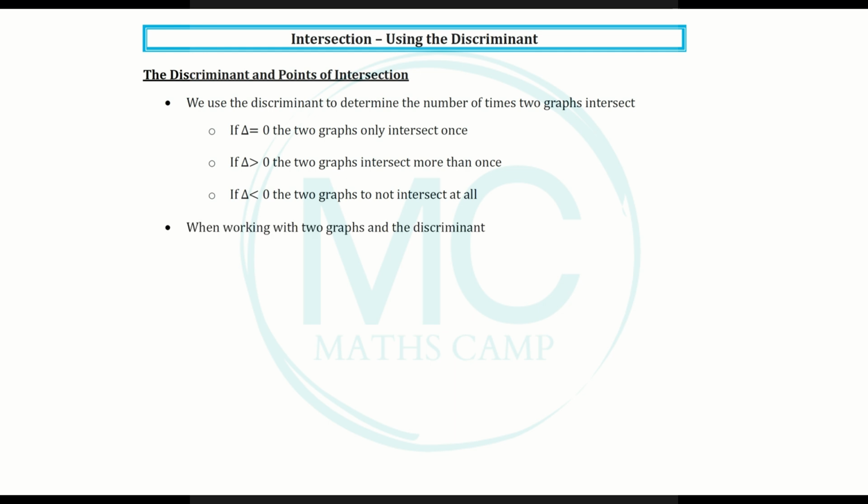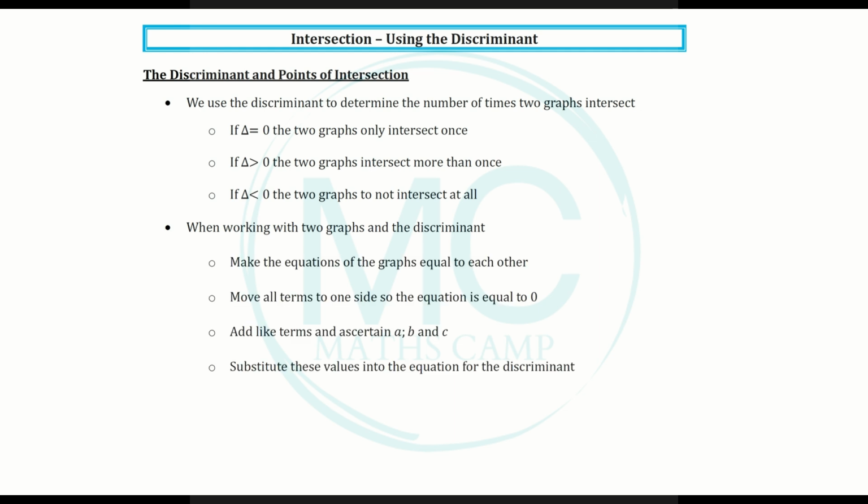When working with two graphs and the discriminant, we make the equations of the graphs equal to each other. Then you move all terms to one side of the equation and make it equal to 0. Add like terms and ascertain your a, b, and c values. Then you substitute these values into the equation for the discriminant. This will allow you to determine the number of times that two graphs intersect.